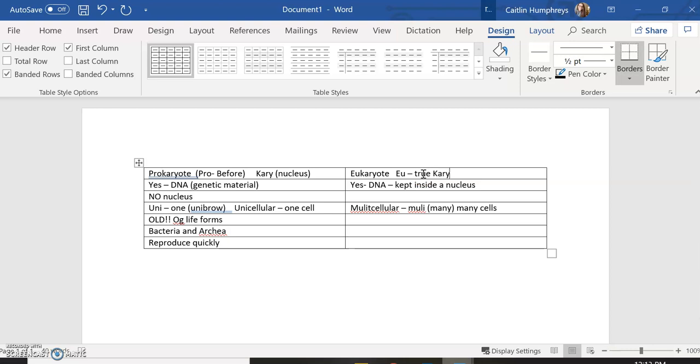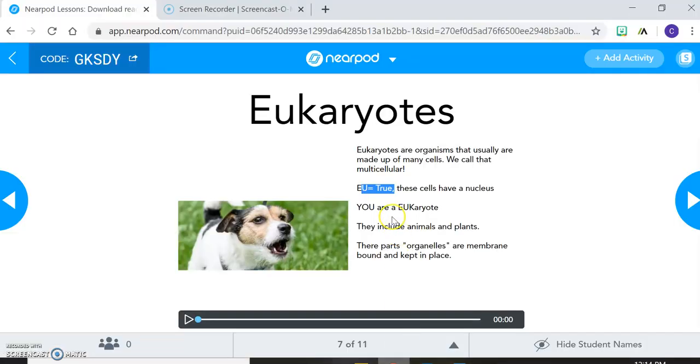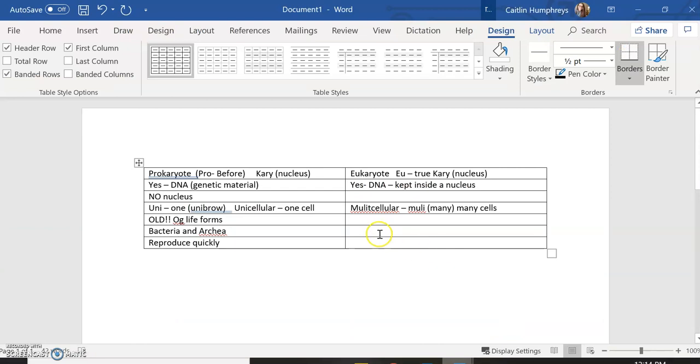And we know that kary means nucleus. So this word literally means true nucleus. So it does have the presence of a nucleus. True equals U. You are a eukaryote because our examples of eukaryote are plants and animals.